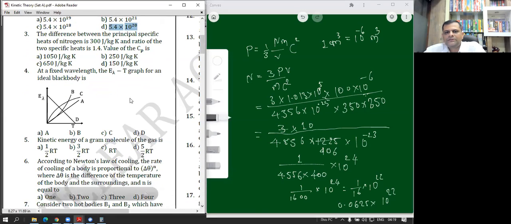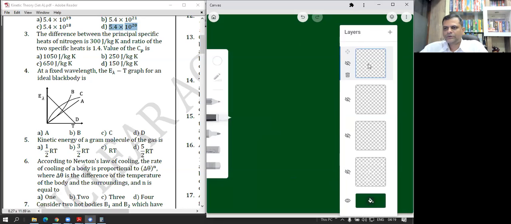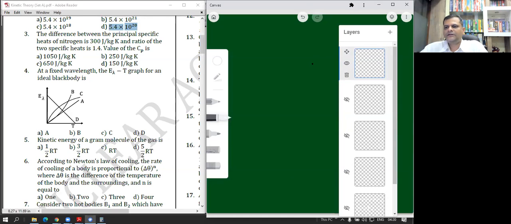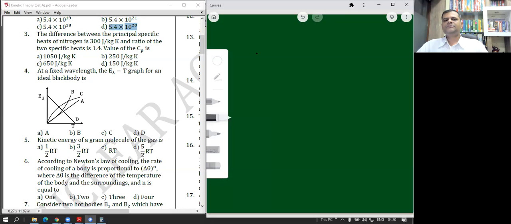The difference between the principal specific heats of nitrogen is 300, then the ratio of two specific heats is 1.4, then value of Cp is, we want to find out the value of Cp, and the difference between the principal specific heats of the nitrogen is already given. Therefore, small Cp minus small Cv is given to be 300. But what is the formula? What is this equal to? It's actually equal to R upon m naught, if you remember.